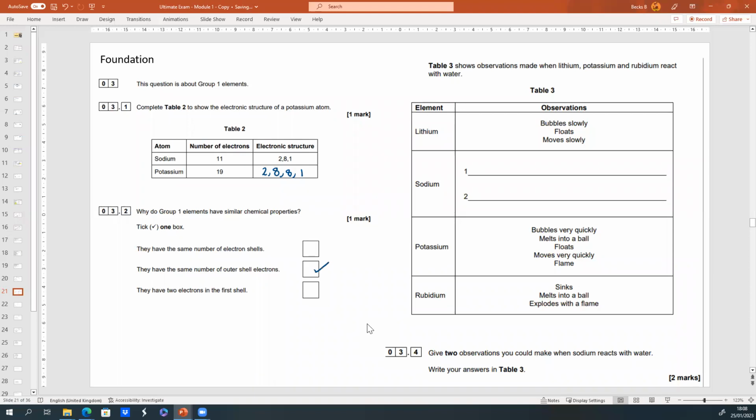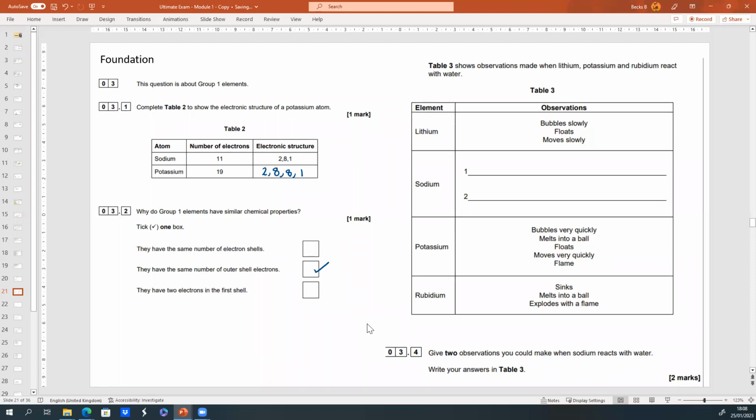The ones on the inside, they are not involved in the bonding, and therefore they don't contribute to it. So it's just those outer shell electrons.